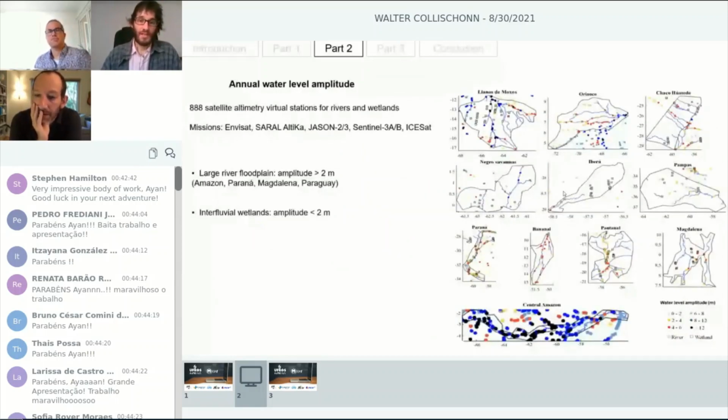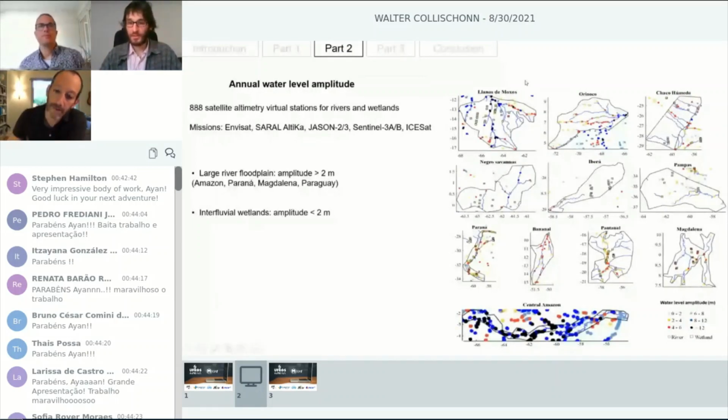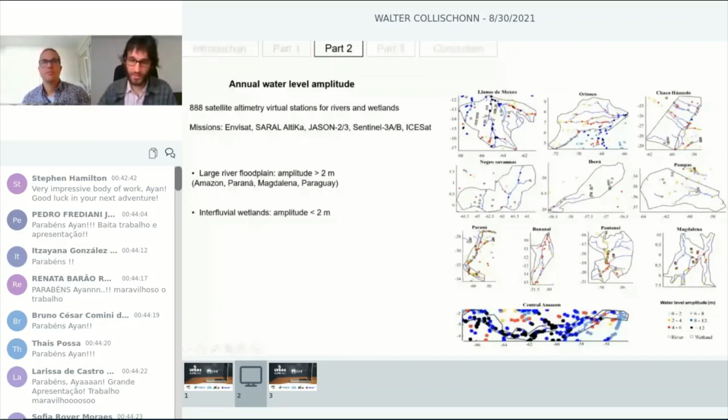And more than that, we can analyze the water level amplitude and compare water level amplitude across the wetlands. So here for each wetland, we have the polygon of the wetland, and each dot and square here is one virtual station of satellite altimetry that provides us data of water level. And we collected around 900 satellite altimetry data. It's a collection that is still going on, and we hope to have more virtual stations, especially over wetlands, in the near future.